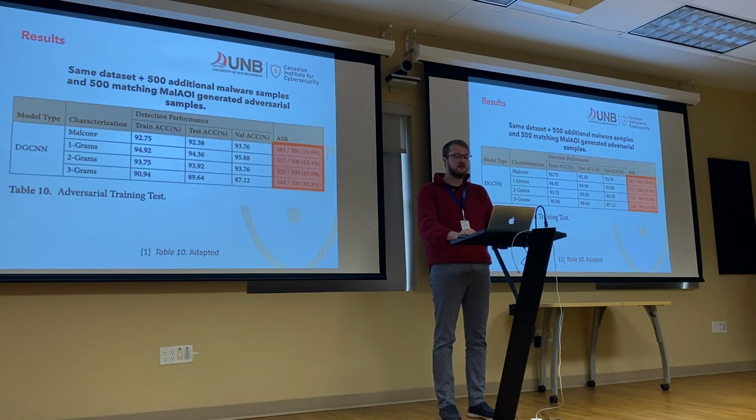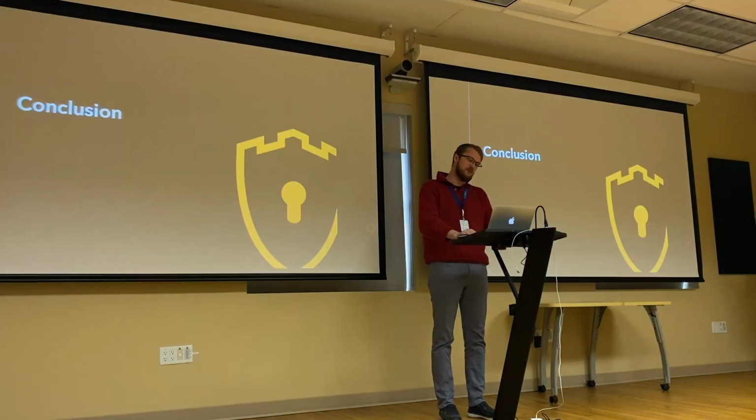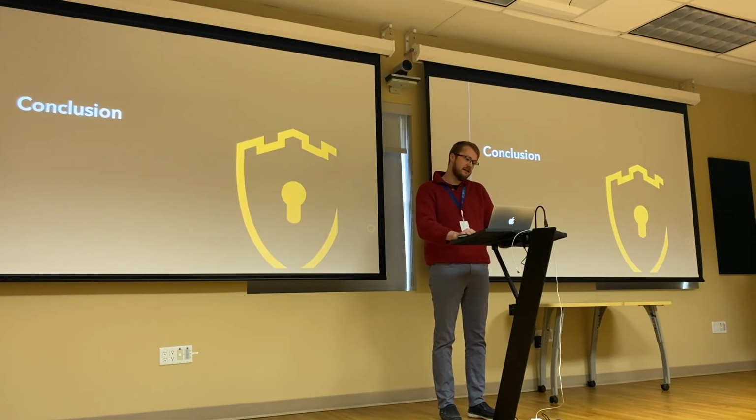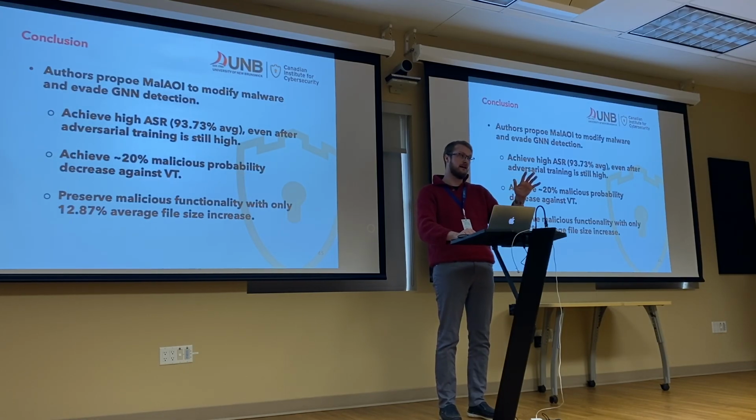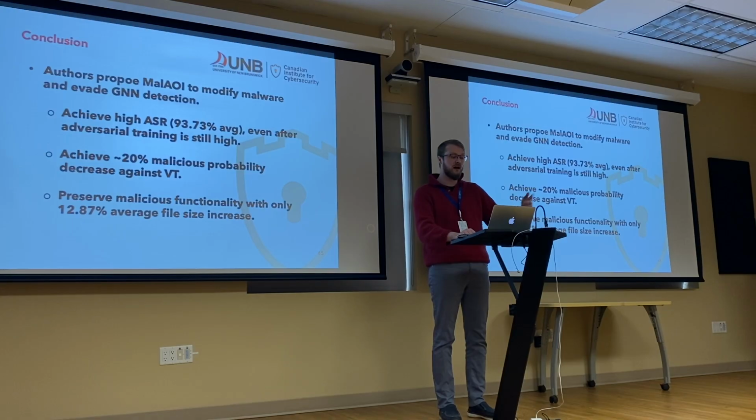Here, they also considered adversarial training. I'm going to skip this just because I'm running out of time, but please ask me questions on it. But in conclusion, the authors propose MalAOI to modify malware and evade GNN detection. It achieves a very high attack success rate, on average 93.73. Even after adversarial training, it's still very high, so it's concerning. And they also make this very important contribution, which is that they achieve this 20% malicious probability decrease against VirusTotal, not just some GNN detector that they've already worked with. And to preserve the malicious functionality of the samples, to achieve all of that, they only need to increase the file size by about 12%.